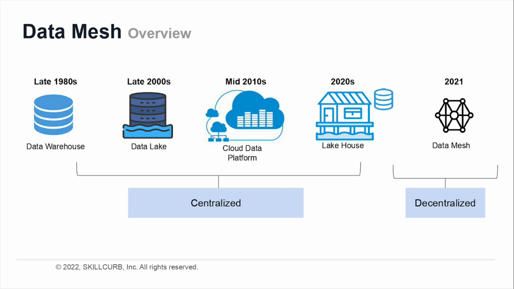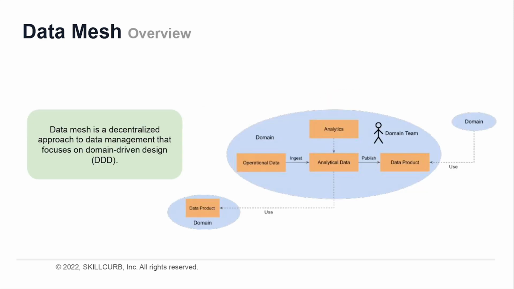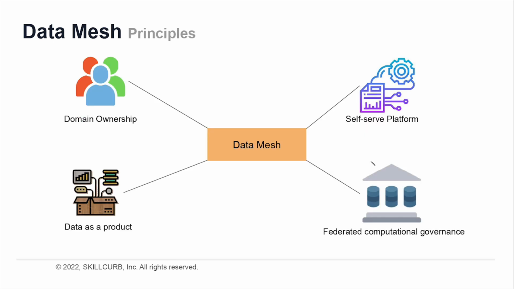Let's understand what data mesh is with a bit more detail. Data mesh is a decentralized approach to data management that focuses on domain-driven design. It aims to bring data closer to business units or domains where people are responsible for generating, governing, and treating the data as a product. Data mesh has 5 important principles that you need to keep in mind. Domain-oriented decentralized data ownership and architecture, data as a product, self-serve data infrastructure as a platform, federated computational governance.